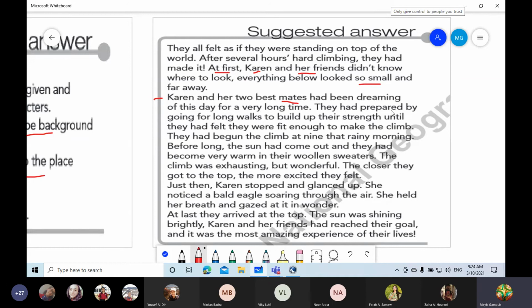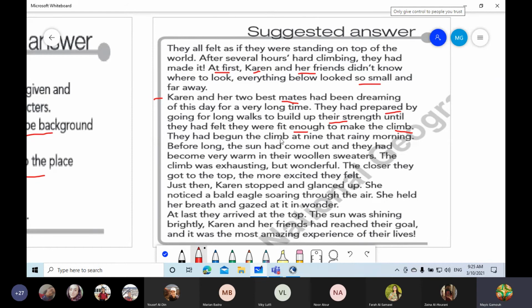They had prepared. What does prepared mean? Like got ready. Yes, by going for long walks to build up their strength until they felt they were fit enough. See here the word enough, I used it. Fit enough to make that climb. The procedure of climbing, which is the climb.